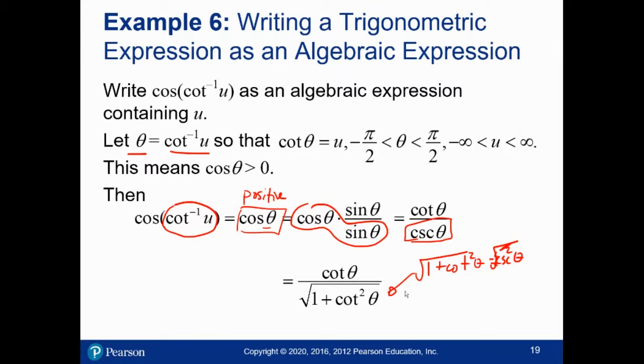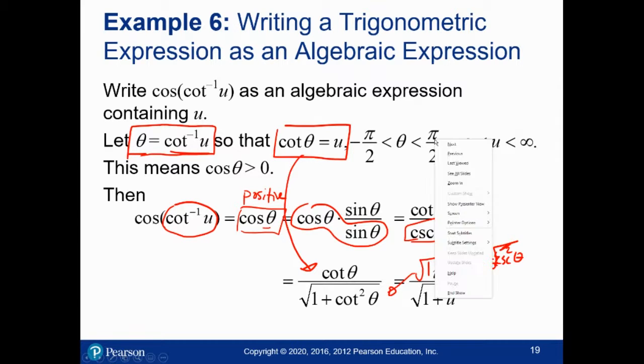Now, why would we do that? Because remember what theta was. Theta was the arc cotangent of u. So cotangent of theta is u. So wherever you see a cotangent of theta, you can replace it with u. So we just end up with a u over the square root of 1 plus u squared.